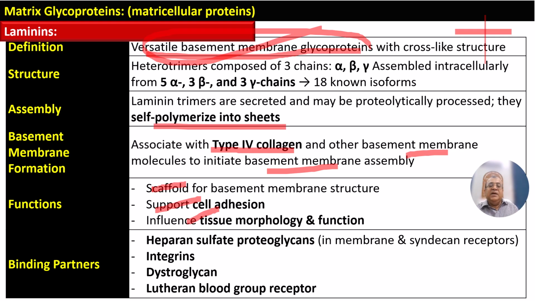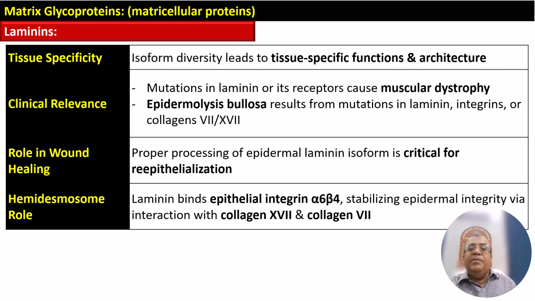Their binding partners are heparan sulfate proteoglycans, integrins, dystroglycan, and Lutheran blood group receptors. There are many types of alpha, beta, and gamma chains of these laminins that give them the opportunity to form various isoforms. These isoforms are tissue specific and architecturally unique.